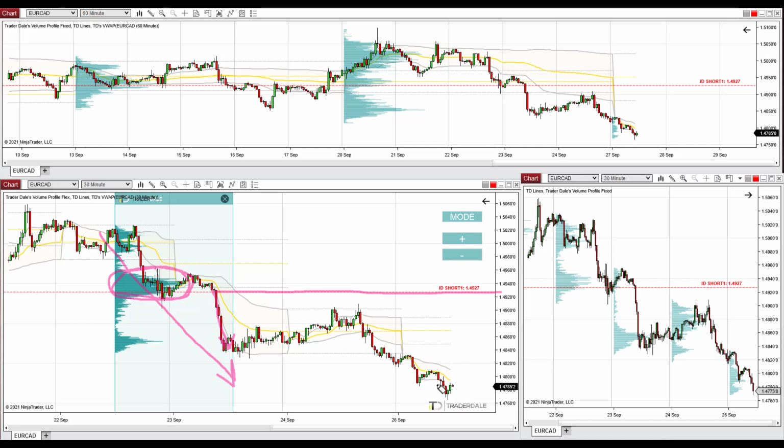So for that reason, when there's a pullback, those sellers should start defending this zone, and they should try and push the price downwards from there again. So that's the logic behind the trend setup and behind this resistance at 1.4927.